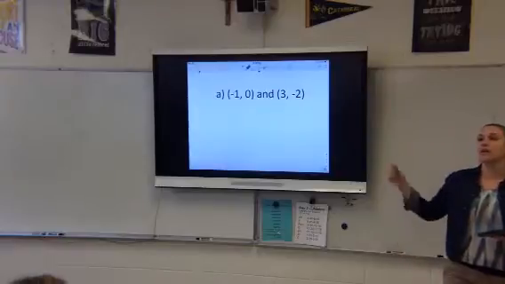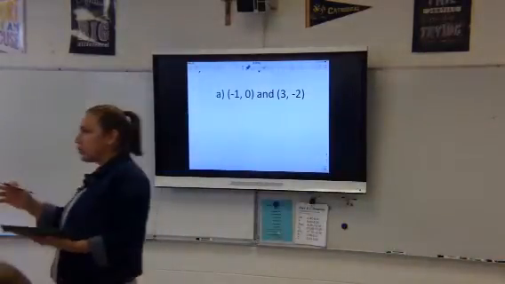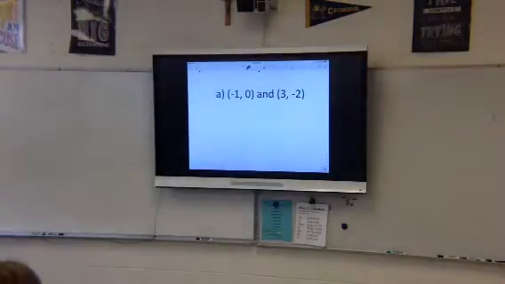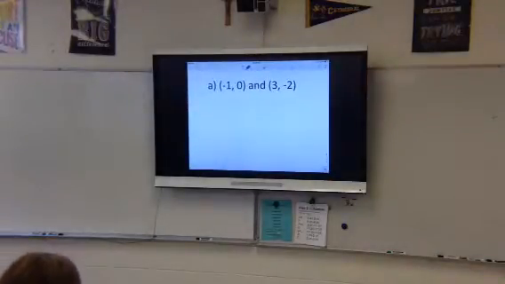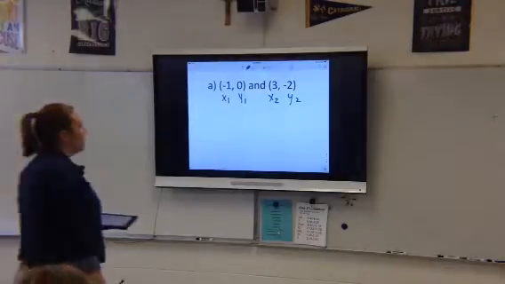Now let's take a look at two coordinate points, and they say find the slope. You don't have a picture, you don't have anything, so what you're going to do is just use your formula: x1, y1, x2, y2, just what we did on the first problem. Subtract your y's. Does it actually matter which one we start with? No, it doesn't. So do you want to start with 0 or -2?